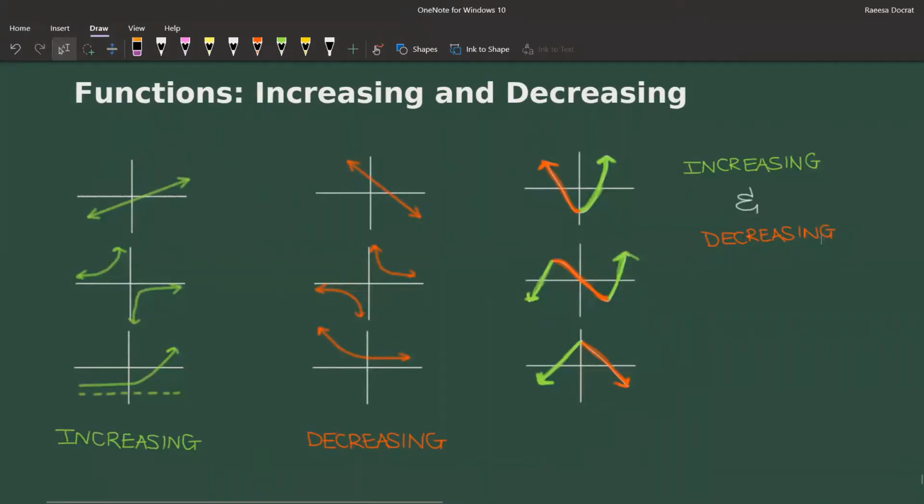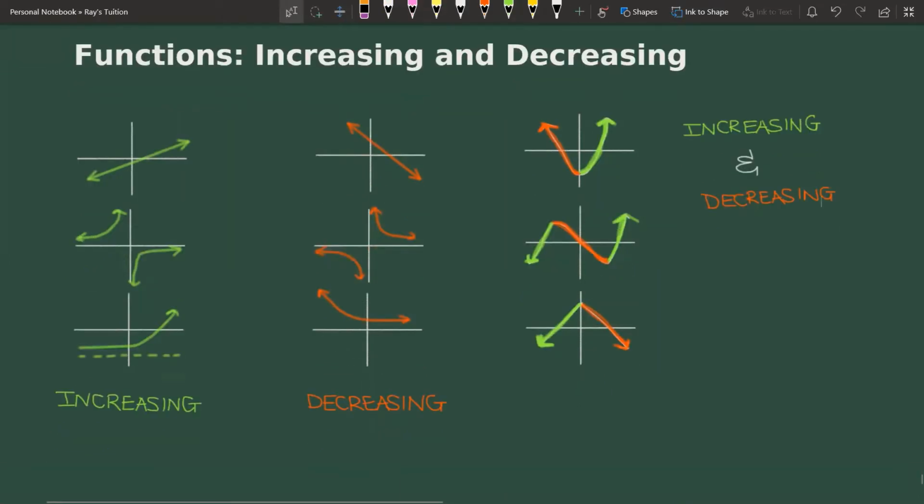Everybody, and welcome to this video on functions. In this video, we look at what it means to be an increasing or decreasing function.